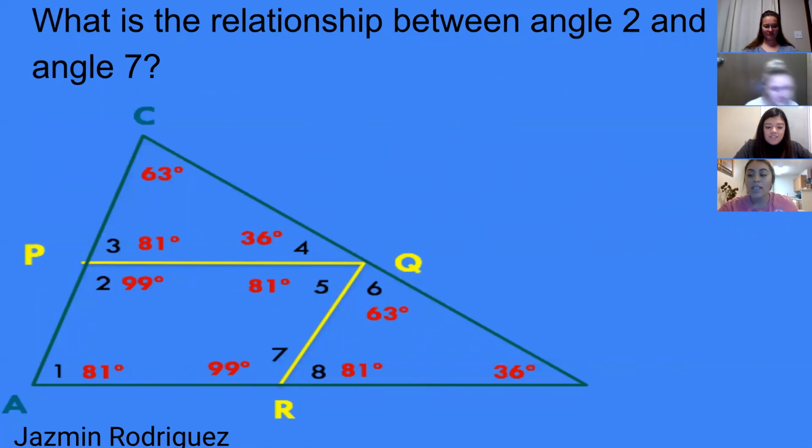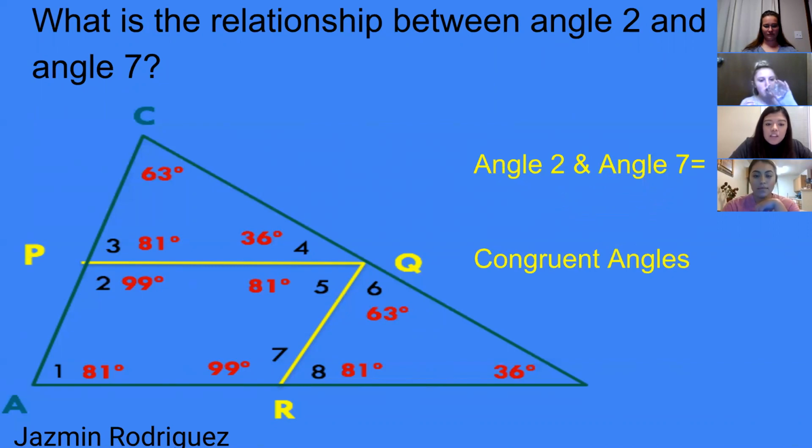Jazmin, what is the relationship between angles 2 and 7? Easy. Thank you for that question. First, as we can see here, we have a parallelogram that was formed between angles 1, 2, 5, and 7. And a parallelogram is described as a polygon in which the opposite pairs of lines are parallel. That means they will never touch each other. So PQ is parallel to line AR.